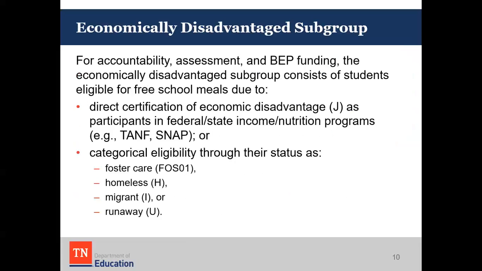For accountability assessment and BEP funding, the economically disadvantaged subgroup consists of students eligible for free school meals due to direct certification of economically disadvantaged as participants in federal, state income nutrition programs. And you can see the categorical eligibility for their status as foster care, homeless, migrant, or runaway.